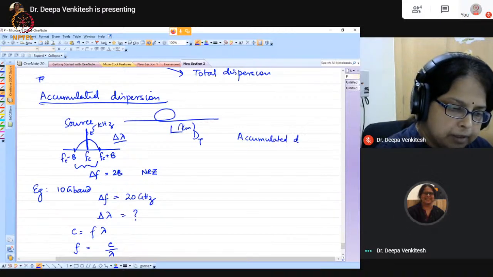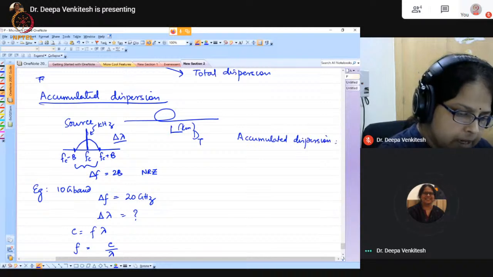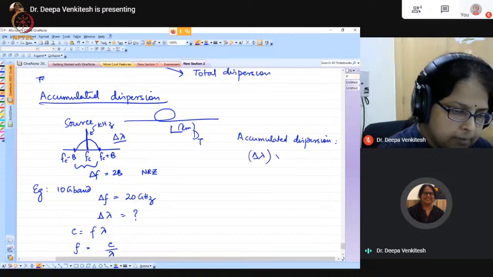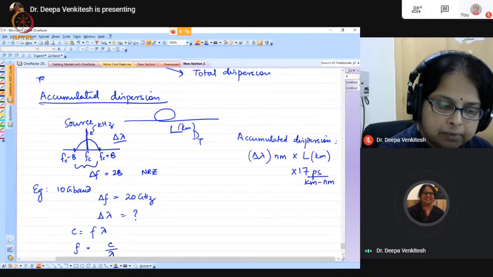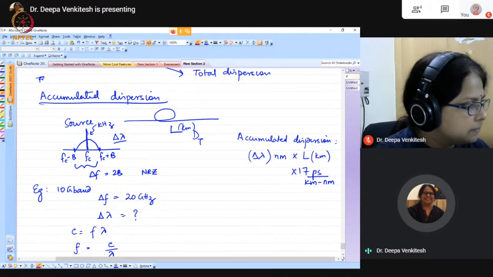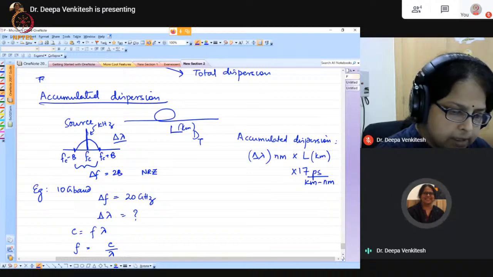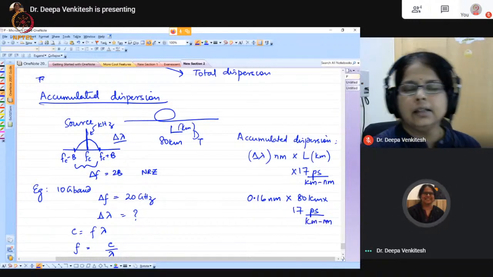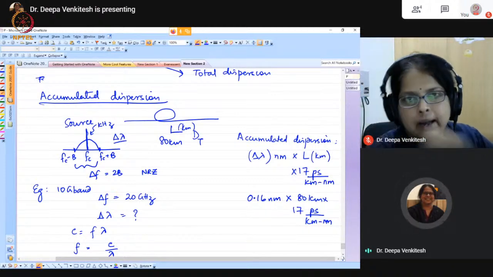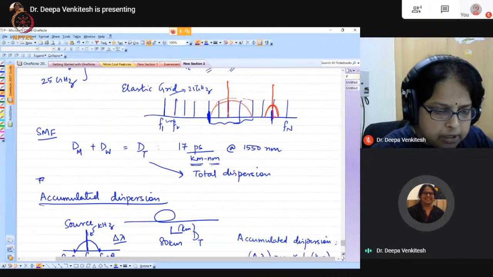So accumulated dispersion in this case would be delta lambda corresponding to 20 gigahertz in the units of nanometer, multiplied by L in kilometer, multiplied by 17 picosecond per kilometer nanometer. That is the accumulated dispersion. Okay, so 10 gigahertz is 0.08 nanometer. So 20 gigahertz is roughly 0.16 nanometer. You can work it out, multiplied by 80 kilometer, multiplied by 17 picosecond per kilometer nanometer. This number is my accumulated dispersion. So this tells you how much is the spread that you will have in the time domain. That's the difference between accumulated dispersion and total dispersion.